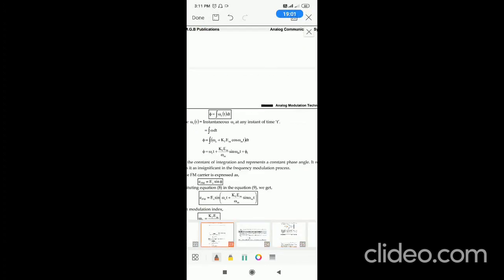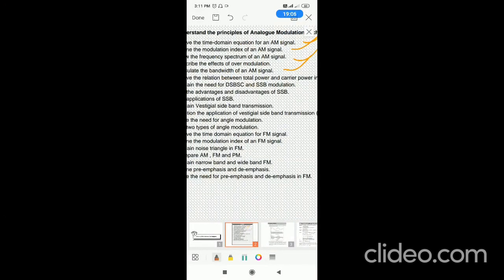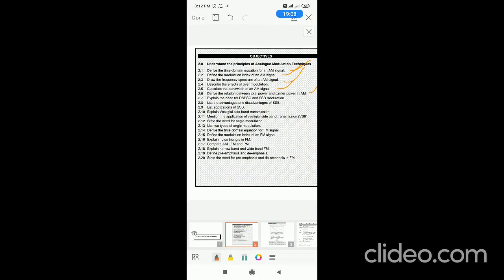So in today's class we discussed many topics, like what is the need of DSB-SC and SSB, the advantages and disadvantages of SSB, applications of SSB, what is vestigial sideband, applications of VSB, need for angle modulation, types of angle modulation techniques, time domain equation for FM signal, modulation index for FM signal, and what is a noise triangle. These are the topics we covered, right?